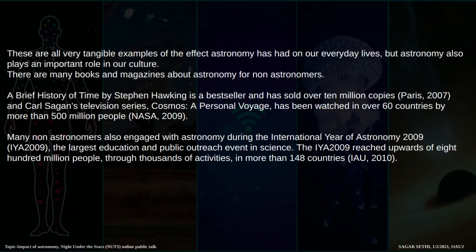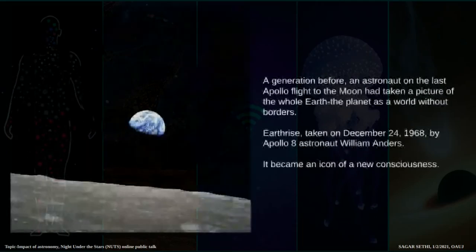And there is a television series called Cosmos: A Personal Voyage, by Carl Sagan, which has been watched in over 60 countries by more than 500 million people, and it is really a good series. And many non-astronomers also engaged in astronomy during the International Year of Astronomy 2009, which is the largest education and public outreach event in science. So it reached over 148 countries.